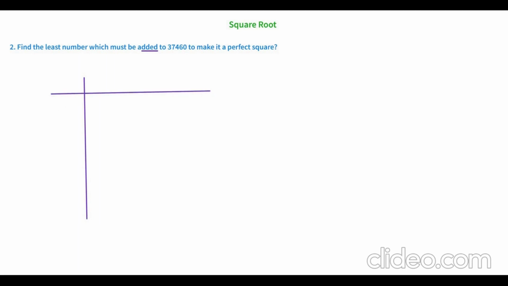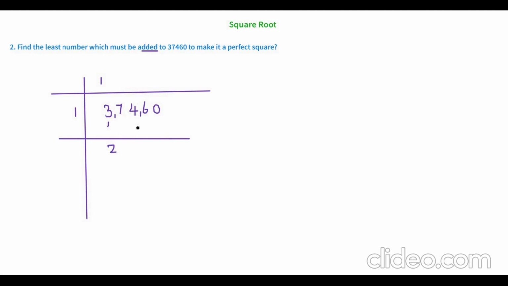So here it is. The number is 37,460. So the first step is we will group it. We will make it into pairs. So as usual, the first number is without a pair. So this is not a square number. So 2 and 2 is not done. So we will use 1. So 1 times 1 is 1. So now let's subtract 3 and 1. So 3 minus 1 is 2.